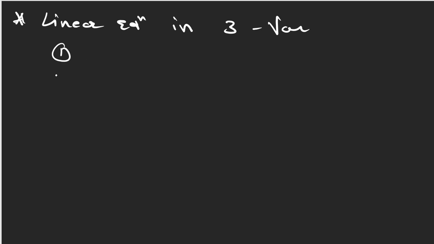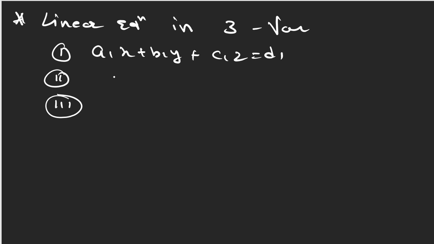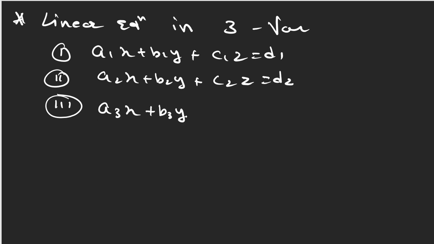Now suppose that we have linear equations in three variables. Suppose that we have one equation, two equations, three equations. Suppose a1 x plus b1 y plus c1 z is equal to d1, first equation. a2 x plus b2 y plus c2 z is equal to d2, and a3 x plus b3 y plus c3 z is equal to d3. So here we have three variables and three equations.